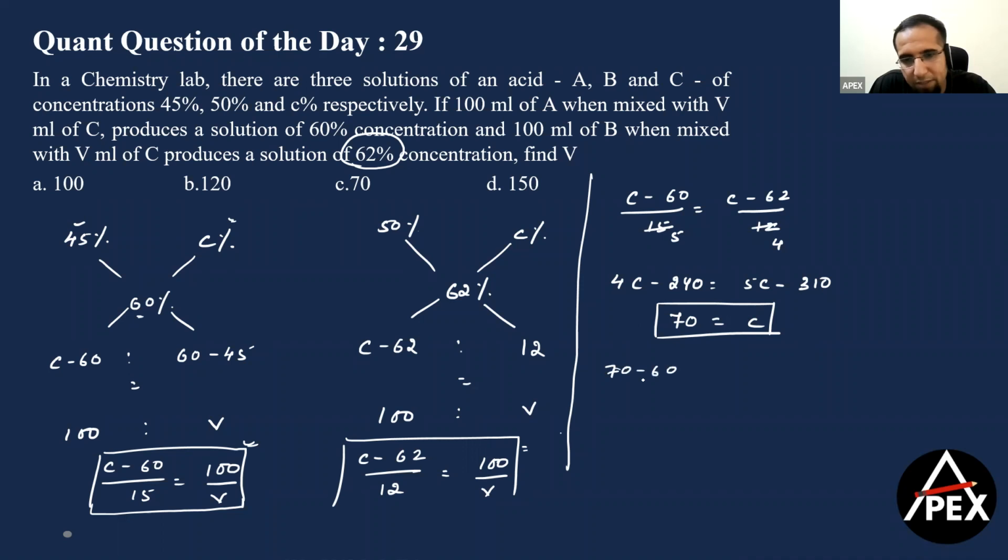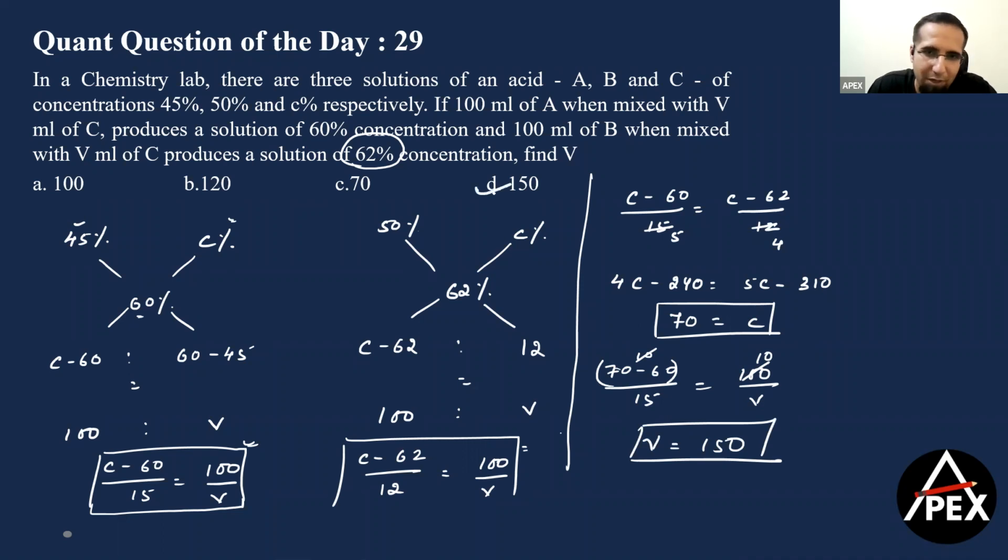So 70 minus 60 by 15 is equal to 100 divided by V. So 70 minus 60 is 10, so 10 ones are 10 tens. And when I cross multiply, I get the value of V is equal to 150. So there is a seeming trap here, right? 70 is not your answer. In fact, 150 is your answer. So this question is also in a way testing, are you reading the question statement carefully or not?